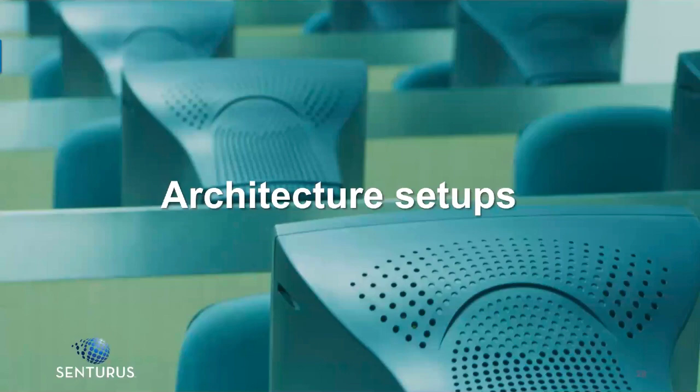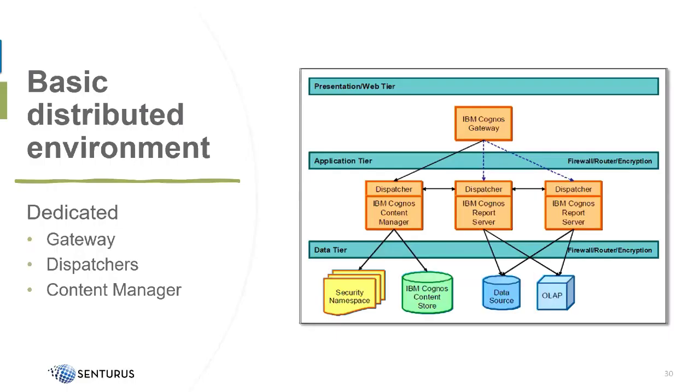Moving on into some architecture discussion. This slide, I think, is about 500 years old, but it is still relevant. So Cognos, if you don't know, consists of 3 main components, each of which has a specific function. There's a gateway, a content manager, and a dispatcher.